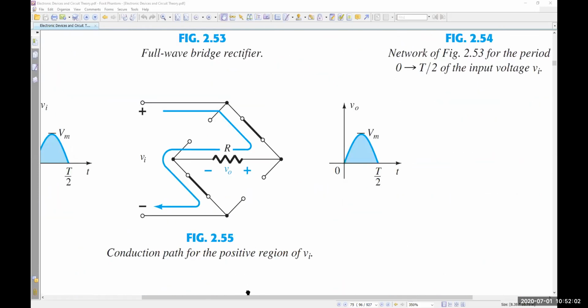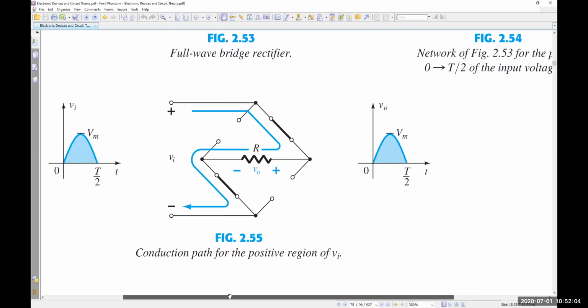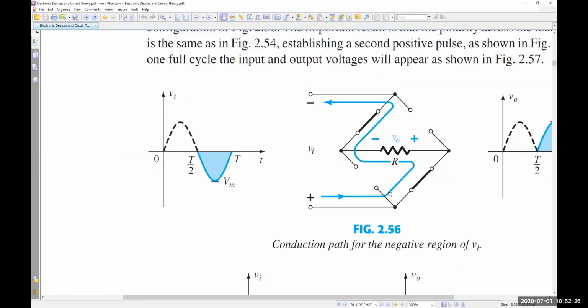See this one. For the positive half cycle, current will go in this way. This is off because this is reverse bias. This is on, so it will go this way. This is the resistor, so this will be the plus. This will go through. This is on, this is off. Current will get back. So you will get VM, right? You have VM in your input, you will get VM in your output. For the negative half cycle, see this one.